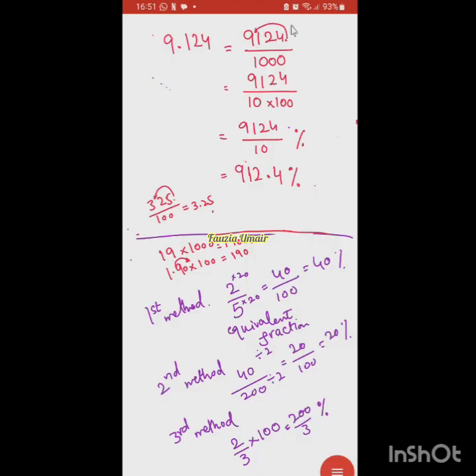But we don't take the decimal three places backward here, because this 100 will bring the percentage in the question. So we are actually dividing it by 10 only. If you divide it by 10, the answer is 912.4%. Right? Okay? Yes, ma'am, I understand it. All right, that's very good.